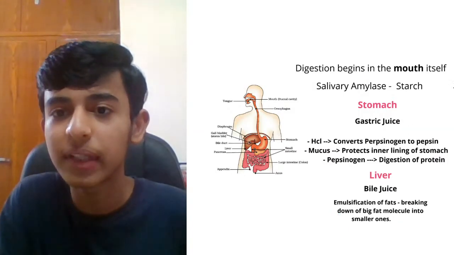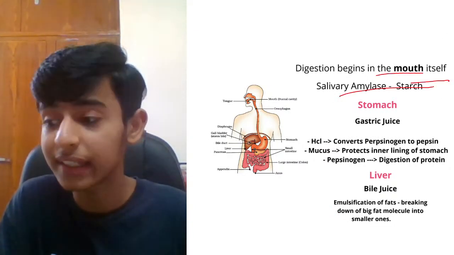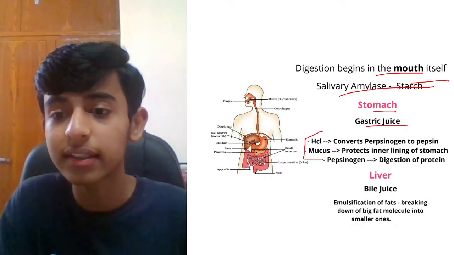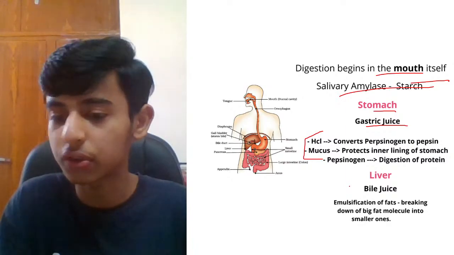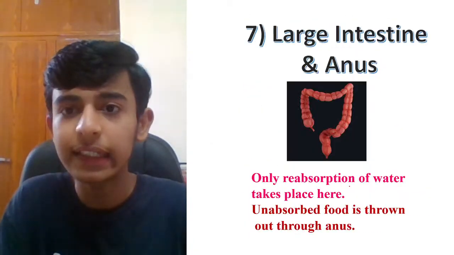So you can just refer to that it begins with the mouth itself. Salivary amylase acts on starch, stomach gastric juice. So you can just read it. These are for your knowledge. Alright, so we have understood everything.